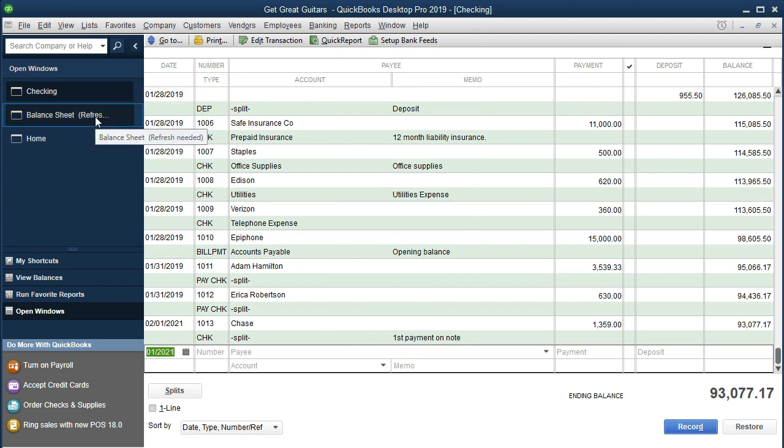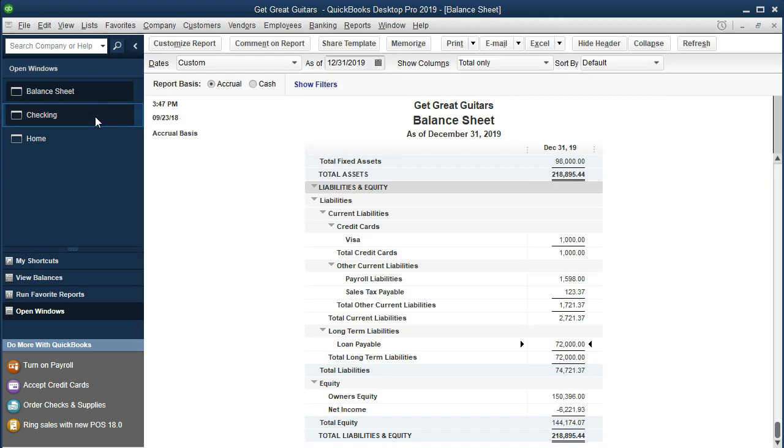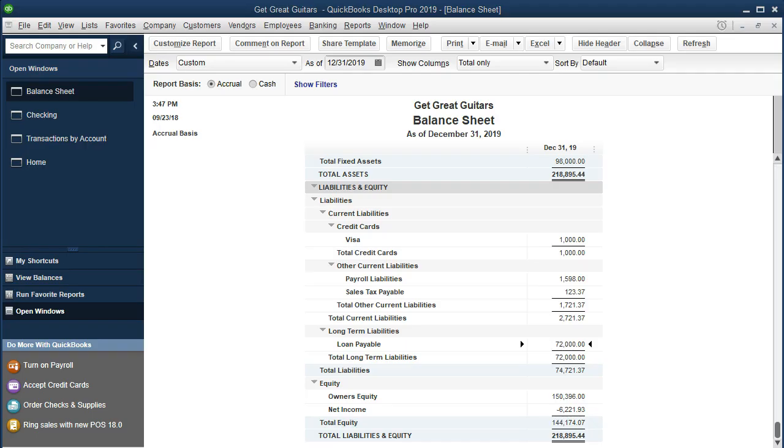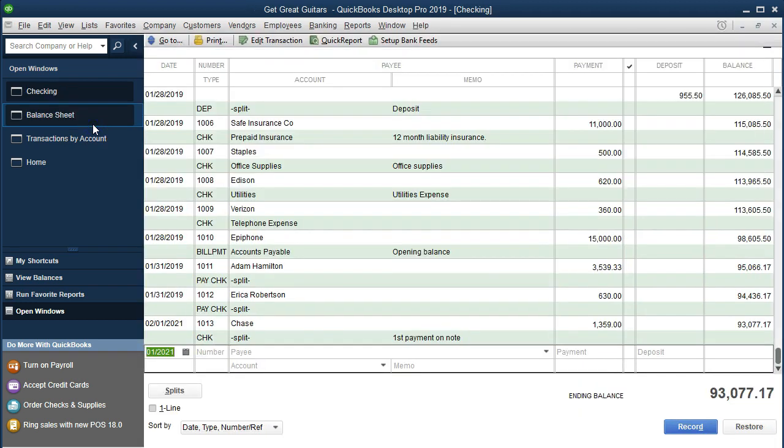We're going to go to the balance sheet in the open windows. And we're going to say that we have our loan amount. And it doesn't look like it changed here. It didn't change to me. If I look at this balance, it didn't do what I expected it to do. And I'm going to say, well, why? What happened there? And I'm going to go back to my checking account and see this transaction.